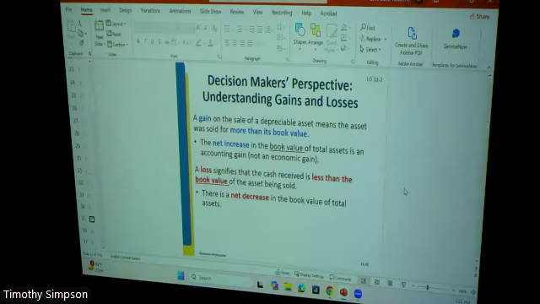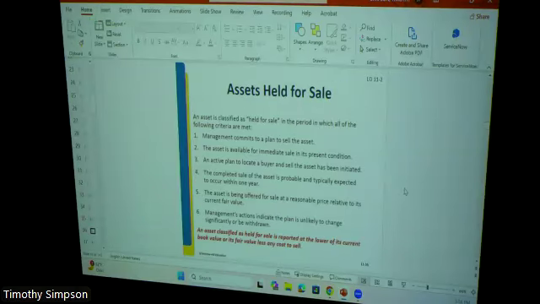The same goes here with the loss. It's less than the book value of the asset being sold. And again, there's a net decrease in the book value of the total assets. All we're doing is simply removing this asset from the balance sheet and recording a gain or a loss, depending upon what the exchange value was, or the sales price.